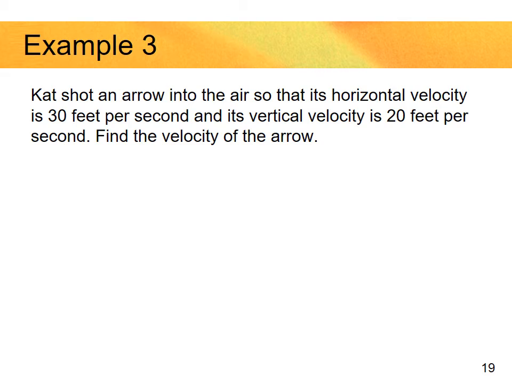Example 3. So instead of shooting Grant, we have Cat shot an arrow into the air. So its horizontal vector is 30 feet per second. Its vertical vector is 20 feet per second. Can you find the velocity of the arrow itself? So notice that's that little third formula we were talking about.